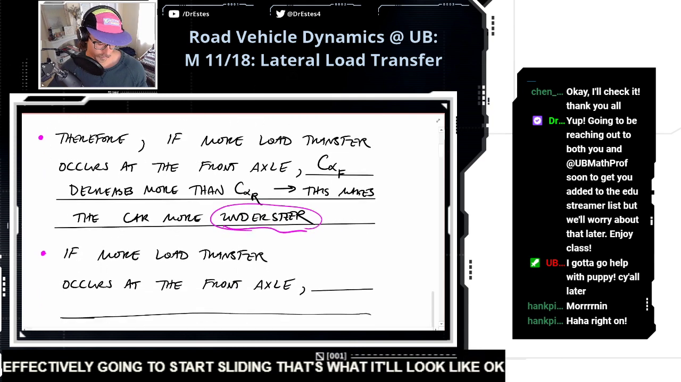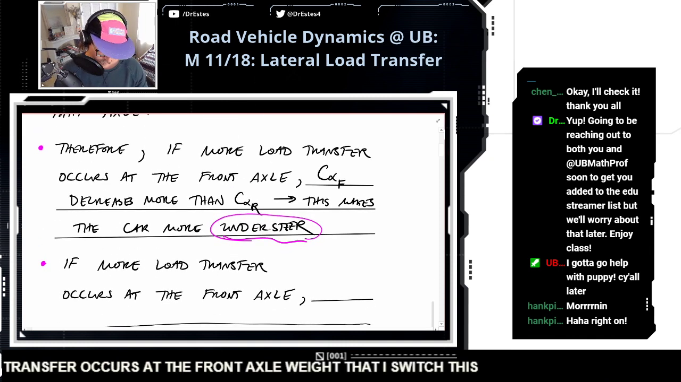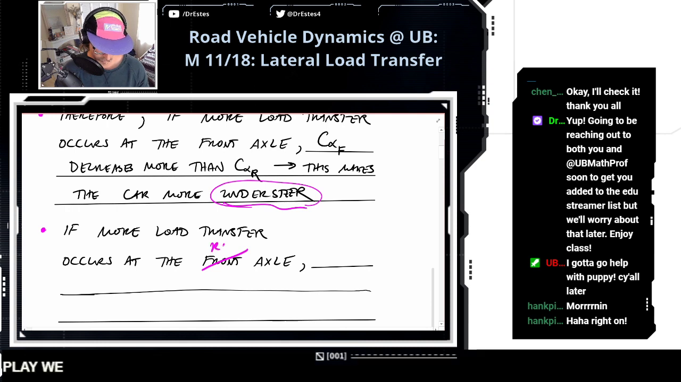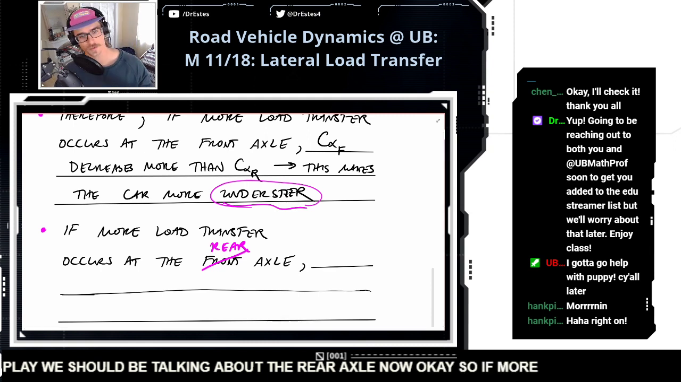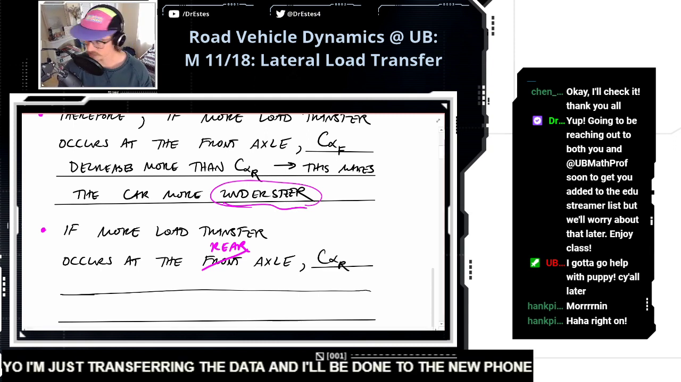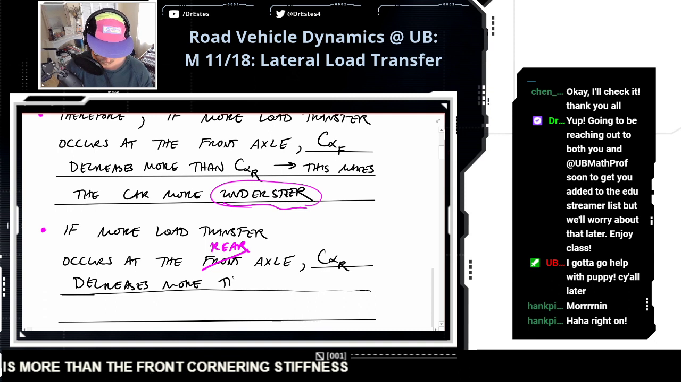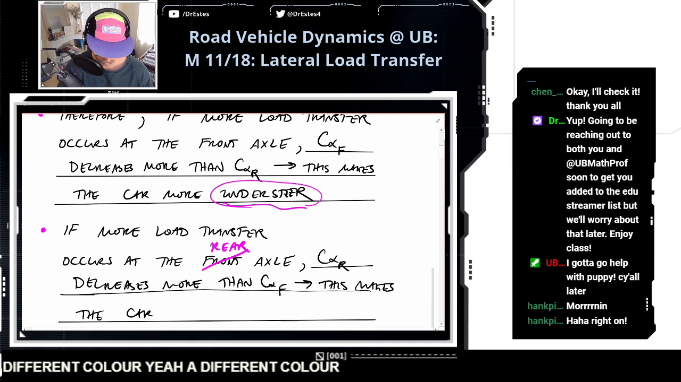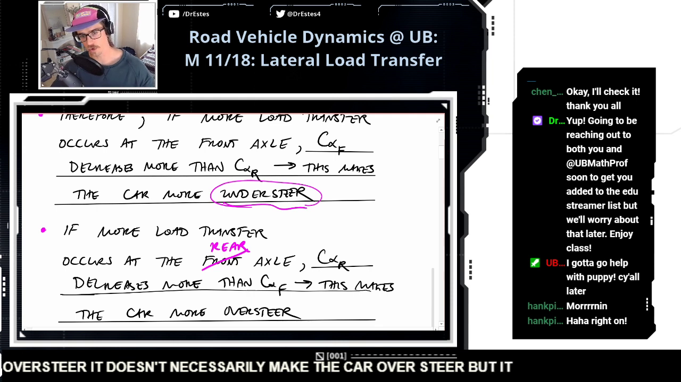Okay, now, if more load transfer occurs at the front axle, wait, did I switch this? This one's the front axle. Wait, we should be talking about the rear axle now. Okay, so if more load transfer happens at the rear axle than the front axle, the rear cornering stiffness decreases more than the front cornering stiffness. And this is going to make the car more oversteer. It doesn't necessarily make the car oversteer, but it makes it more oversteer than it is right now.